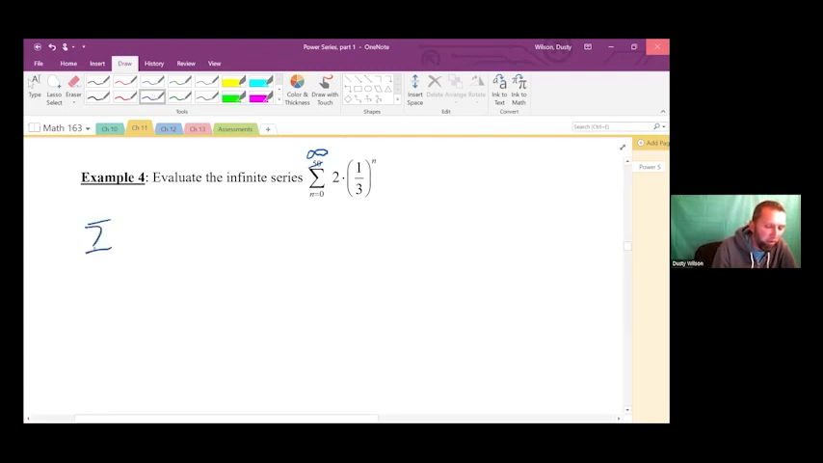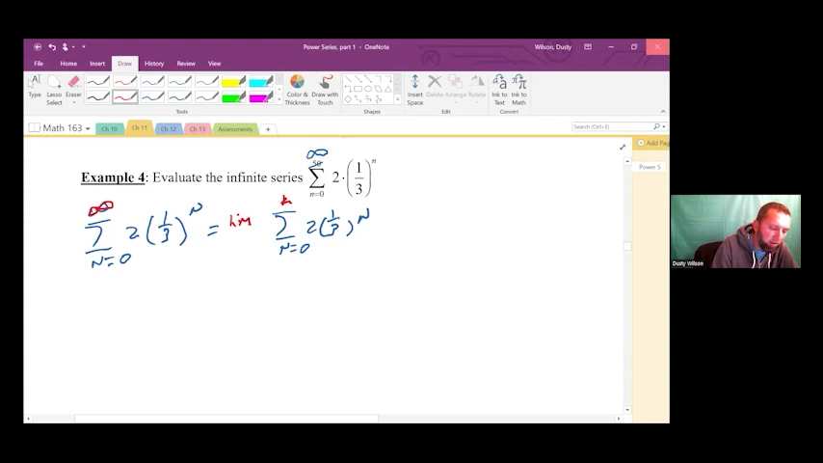And so we could say that the sum from n equals 0 to infinity of 2 times a third to the n would be the same thing as the sum from n equals 0, and now I'm going to go to k. Here I have infinity, here I have k, of 2 times a third to the n. But we want that k to be infinity. And so we'll add a limit as k goes to infinity.